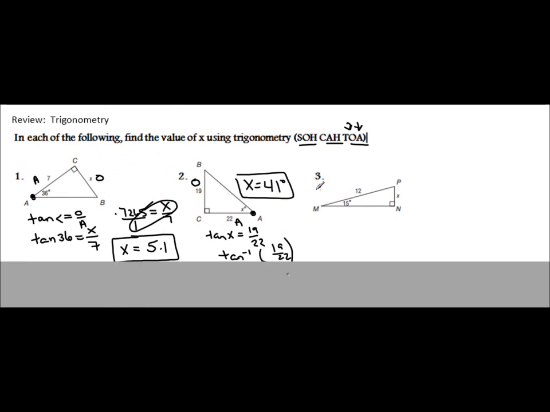Alright, I would like for you to pause the video, label the sides, set up your trigonometric ratio, and solve for the value of x in number 3. And you should have gotten that x is 3.1. If you didn't, raise your hand or ask a neighbor.